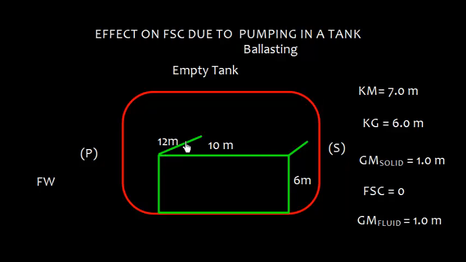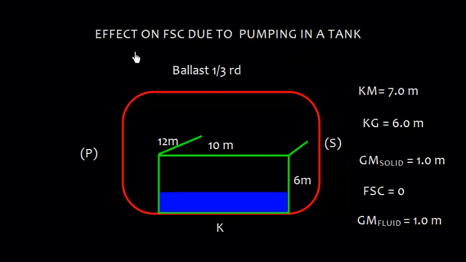The dimensions of the tank are 12 meter, 10 meter and 6 meter. Well, say the KM is 7 meter, KG is 6 meter, then GM solid will be KM minus KG, that is 1 meter. And since the tank is empty, the free surface correction will be 0, so the GM fluid will be 1 meter. Now we have ballasted this tank, which was empty, and the ballasted by 1/3, that is 1/3 of the tank is ballasted.